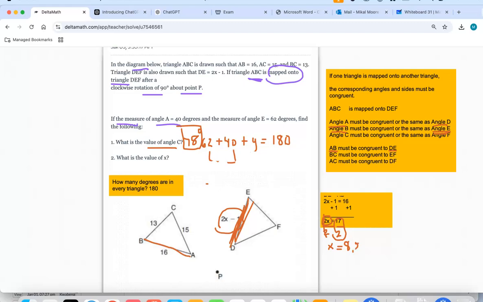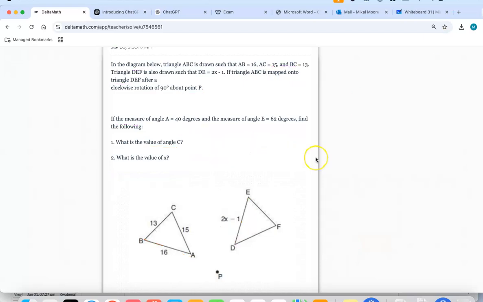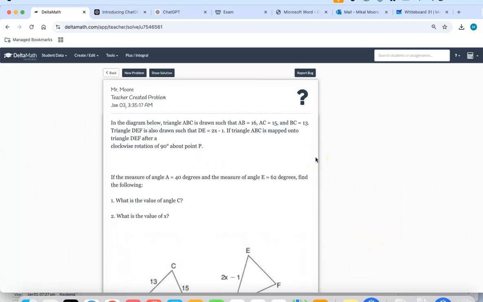So at this point, first off, this is 8.5, and you're going to put the answers in down below. All right.